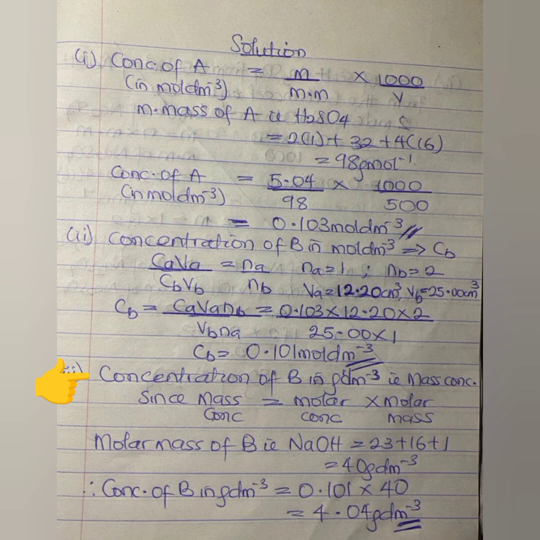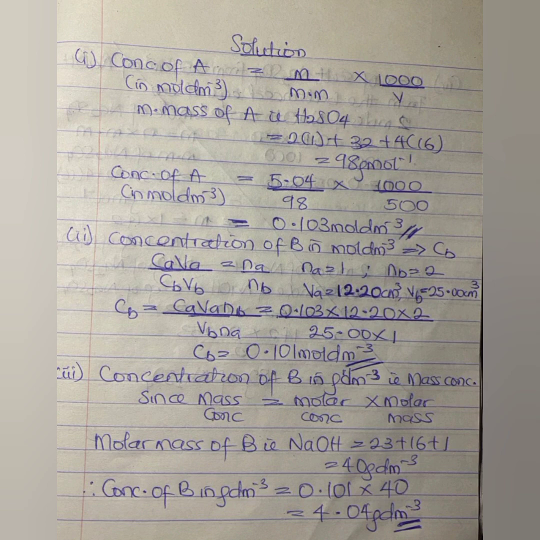So the conc of B in gram per dm cube is easy. We just do the molar conc times the molar mass. So I know that B is NaOH. So what's the molar mass of B? You can see the way it's written there. That's meant to be gram per mole, not dm cube actually. So obviously in this scenario, molar mass of B is 40 gram per mole. So how do I get the conc of B in gram per dm cube? That will be 0.101 multiplied by 40, which will give me 4.04 gram per dm cube.